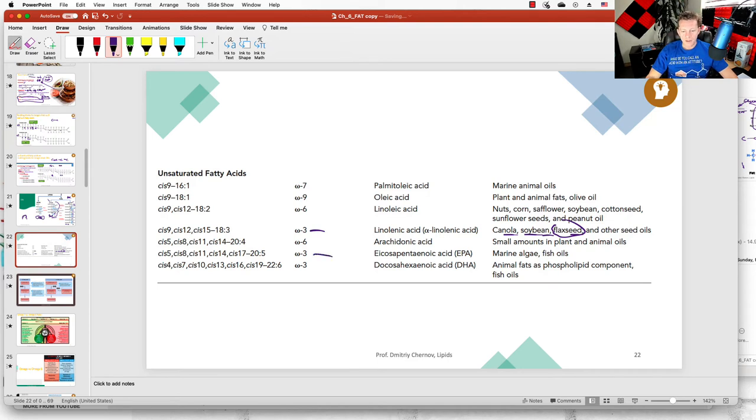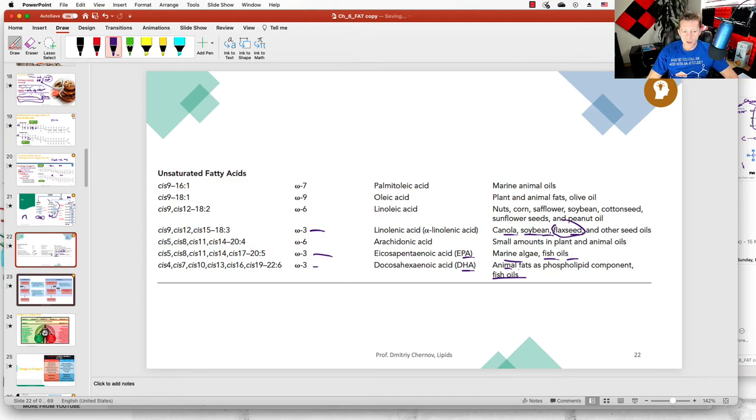Eicosapentaenoic or docosapentaenoic, EPA and DHA. If you start watching TV commercials, you will probably hear a lot about them. These are the omega-3s: marine algae, fish oils, animal fats as a phospholipid component, fish oil. But animal fats, it could be both. It could be actual animal or it could be fish, which is kind of an animal as well, right?